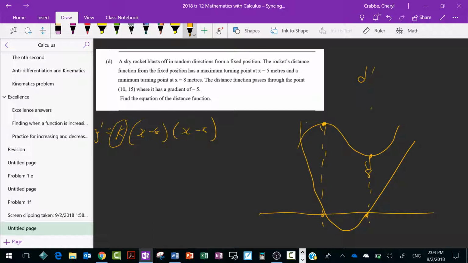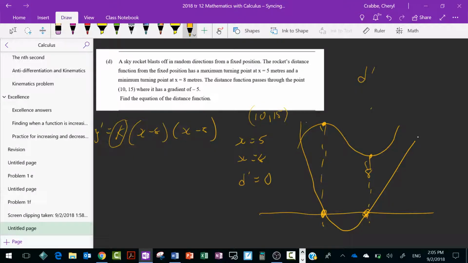When x is 5, and when x is 8, we know that the differentiated expression is going to be 0, because this whole thing is going to be equal to 0 at that point. So that's some other information that we can use, and we have a point that we can use of (10, 15) that has a gradient of -5. So we know that at x is 10, the gradient function is equal to -5.